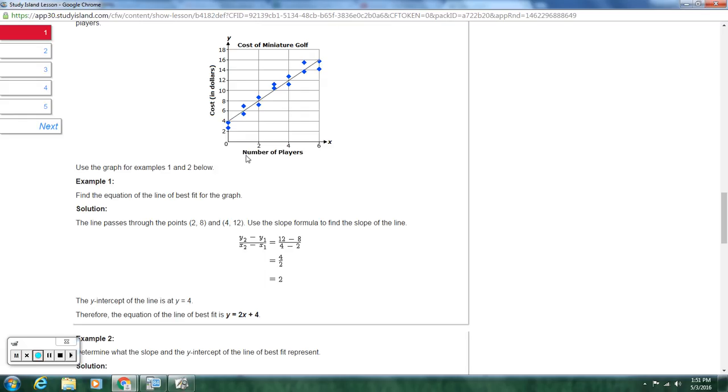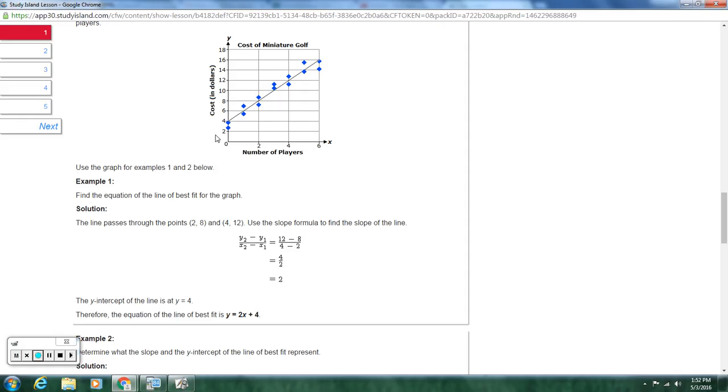What's X? Number of players. How many players do you have in the point (0, 4)? (0, 4), guys. This is X, this is Y. So 0 players, what does that 4 mean? What's the Y variable?